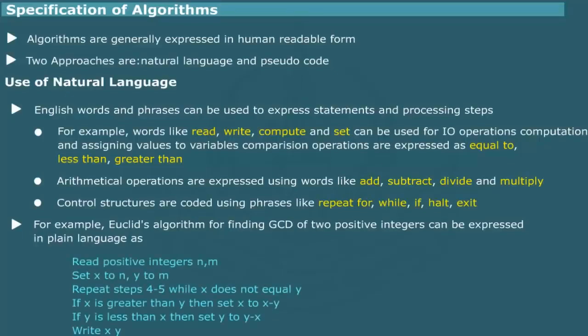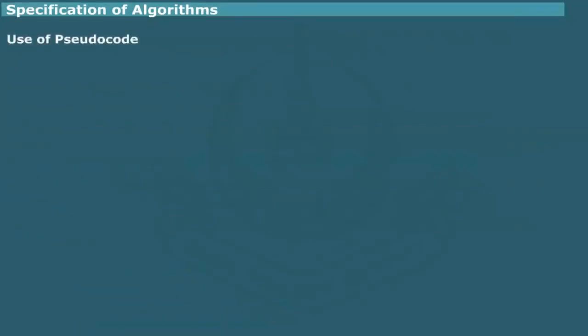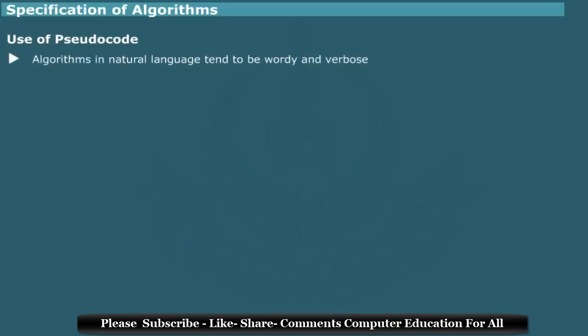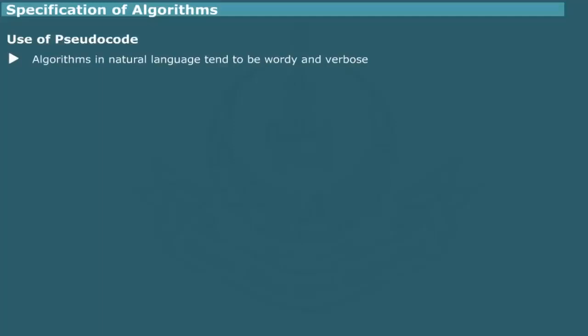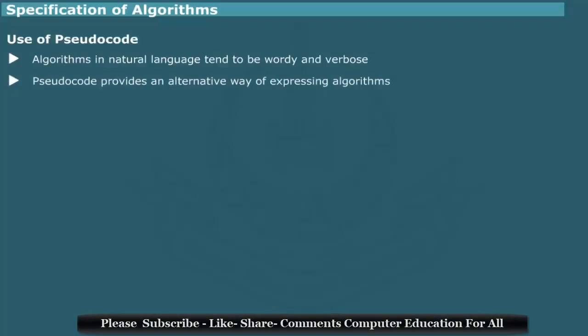The algorithm is based on the observation that a common divisor of two integers is also a common divisor of their difference. Use of pseudocode. The description of an algorithm in natural language tends to be wordy and verbose. Sometimes it does not clearly define and may even be ambiguous. Pseudocodes provide an alternative and better way of expressing algorithms.